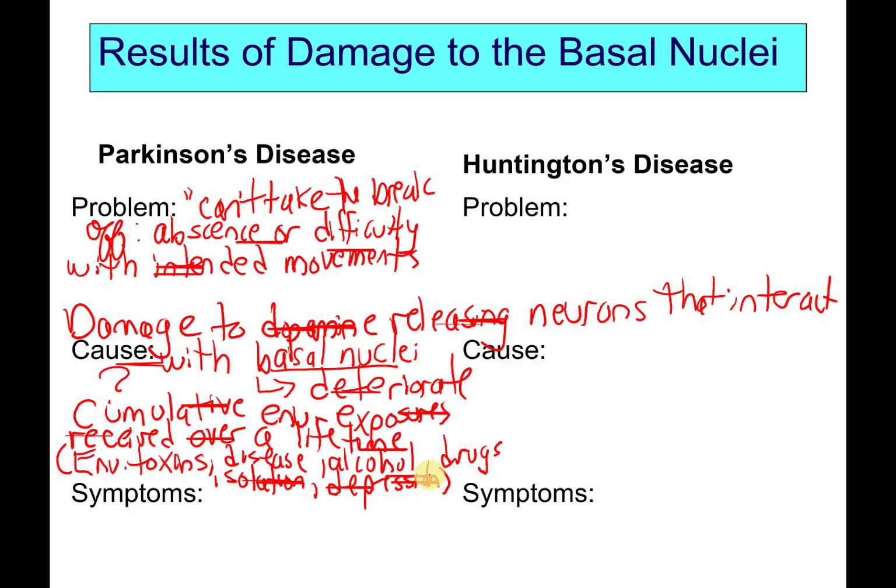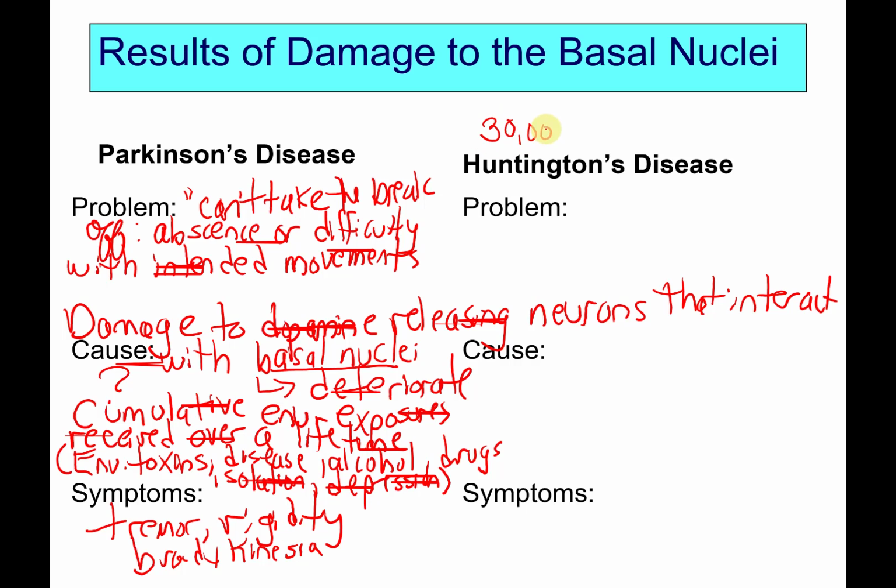And the symptoms of damage to dopamine-releasing neurons, of course, are a lack or absence of intended movements, but you also see tremor, you can see rigidity, and bradykinesia, which means slow movements. So Parkinson's disease strikes one in their 60s or older, and there's a lot of people who have it. Huntington's disease, on the other hand, only affects about 30,000 Americans.